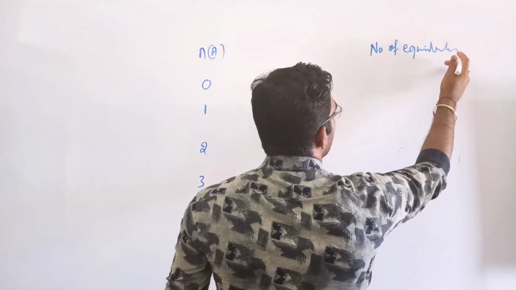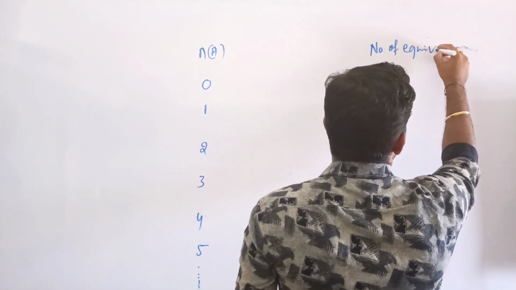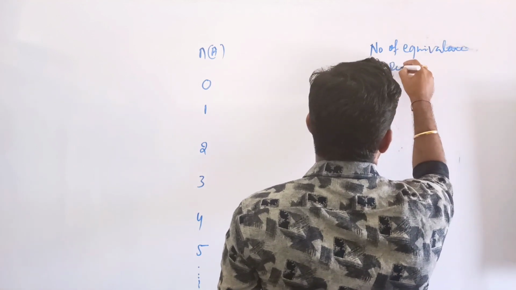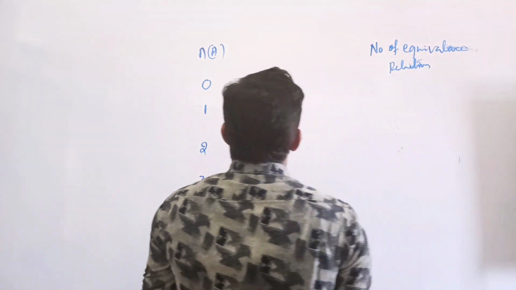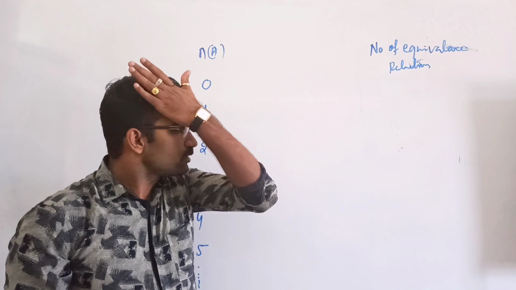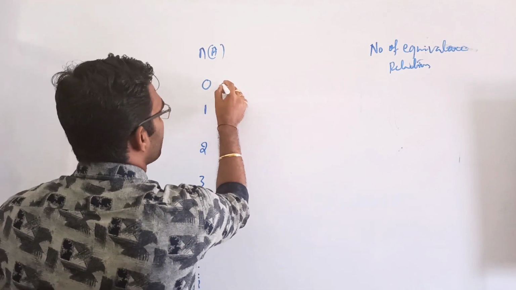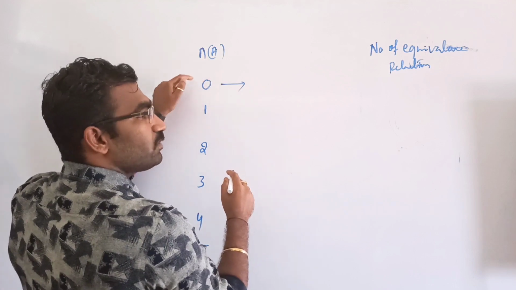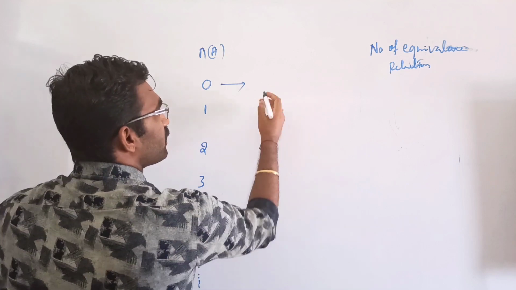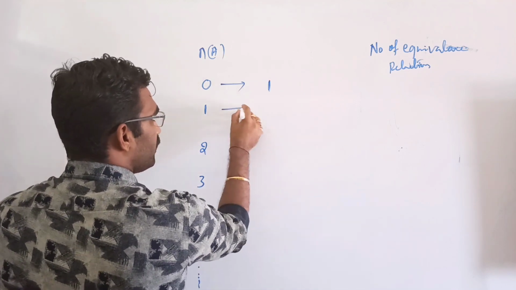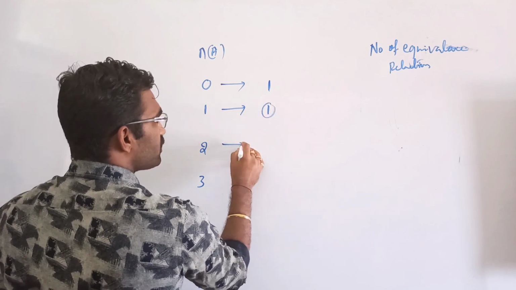Here I am going to write the number of equivalence relations. The technique I am going to use is called Bell numbers. So if the number of elements in the set A is 0, A is the empty set, therefore the number of equivalence relations is 1. Again you have to repeat 1 here. Then since it ended with 1, you start from 1.